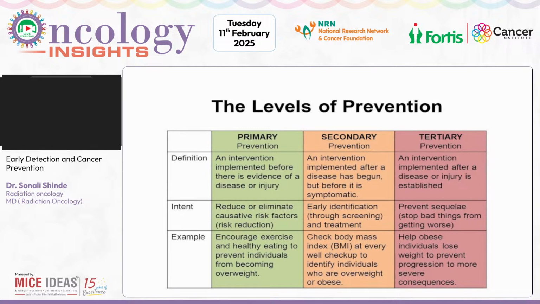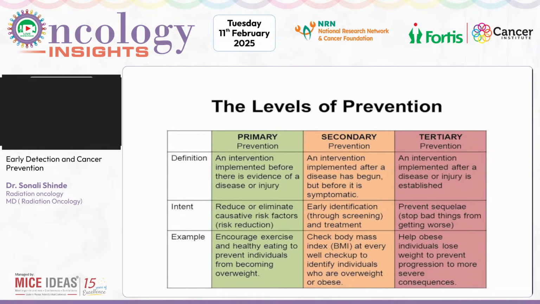So, what are the high risk groups? High risk groups are individuals who have a personal history of breast cancer, or a first or second degree family history of any cancers in the family. Any genetic mutations, like BRCA positive, or the other genes positive.